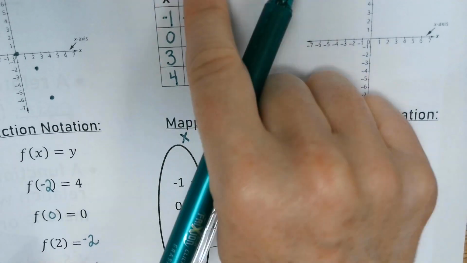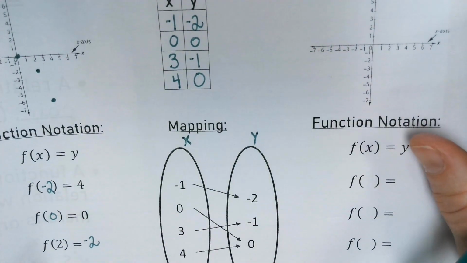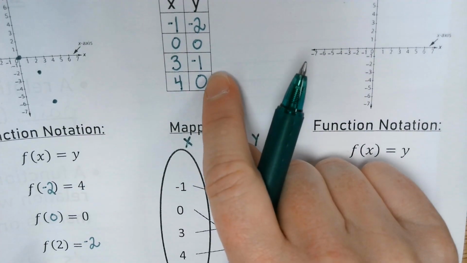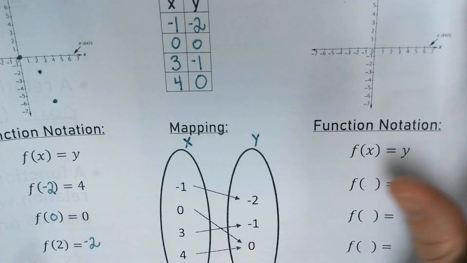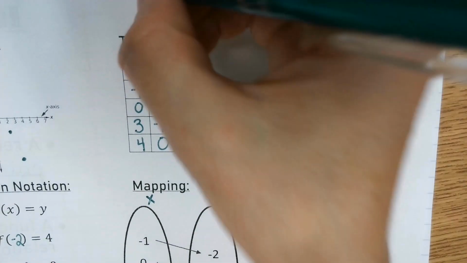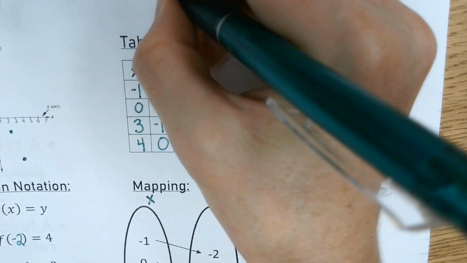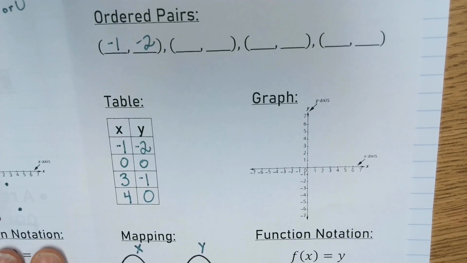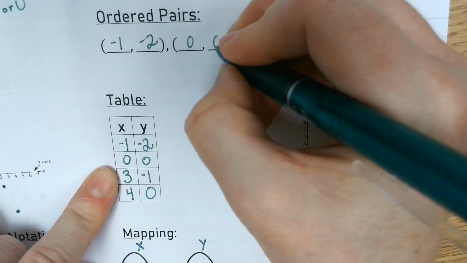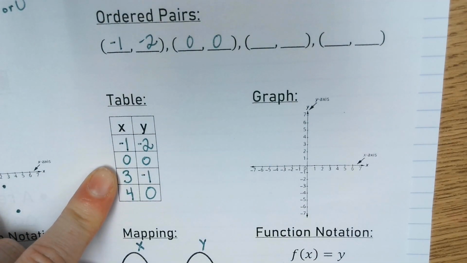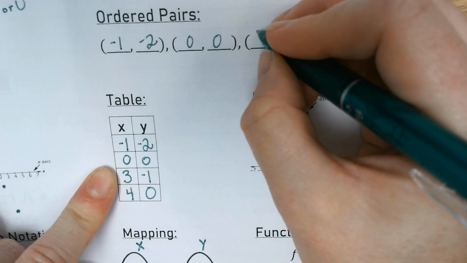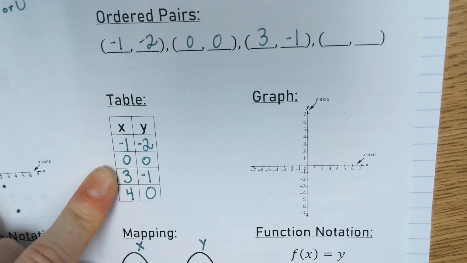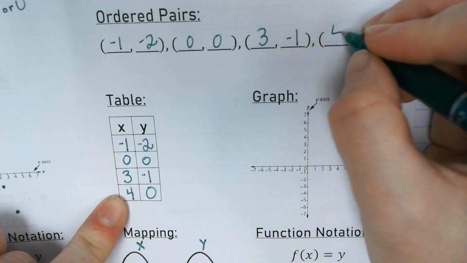All right, now write your ordered pairs. I write them directly from the table. So -1, -2. Oh, y'all can't see that. 0, 0. 3, -1. 4, 0.